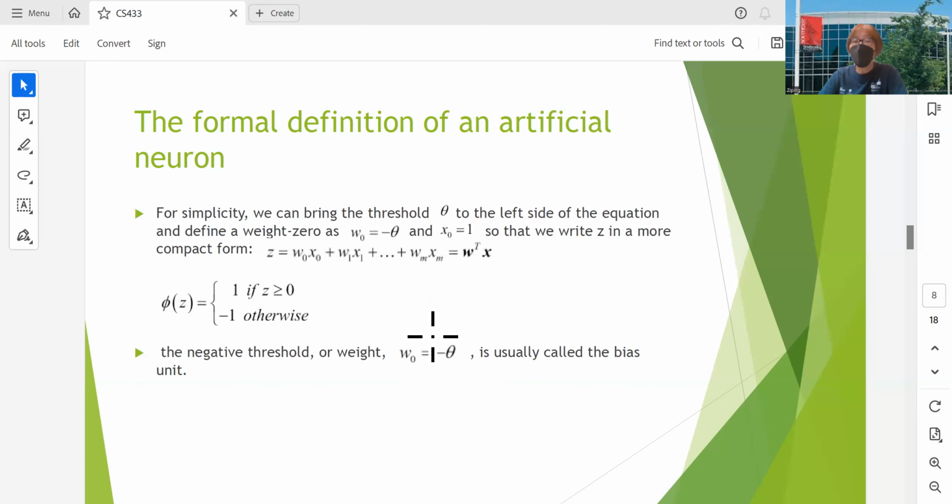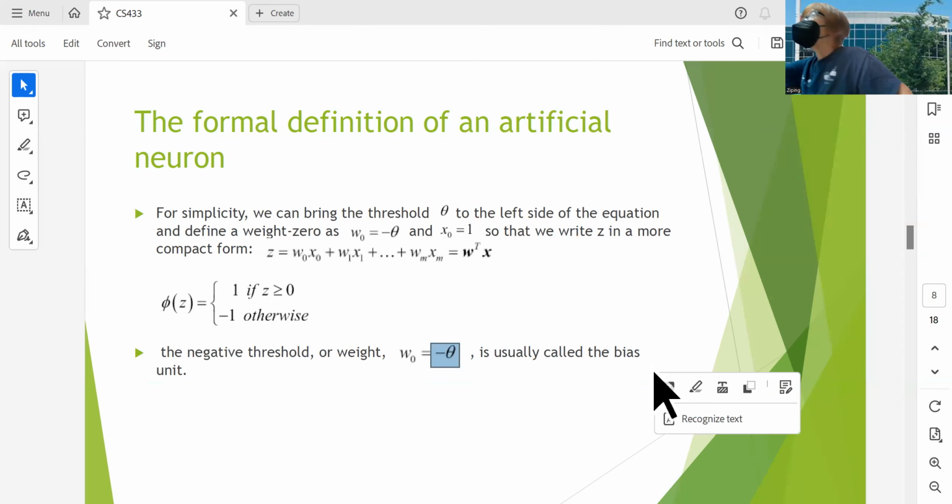And also be careful. This term, you need to know this term. Threshold, bias. It's called bias.